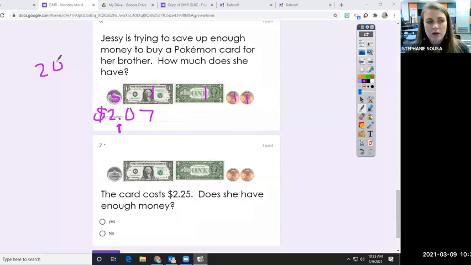If you wrote 207, $207 is a lot more money than $2.07. That's a lot more Pokemon cards that you can buy. It's very different. Make sure you have your decimal point. And below, we see the card costs $2.25. Does she have enough money? No, because $2.25 is more than $2.07. Questions on that one?